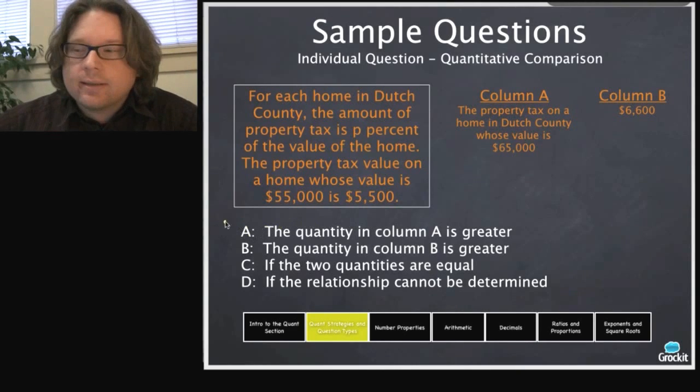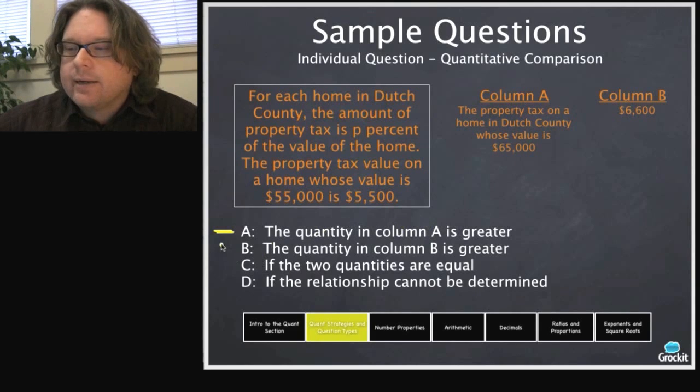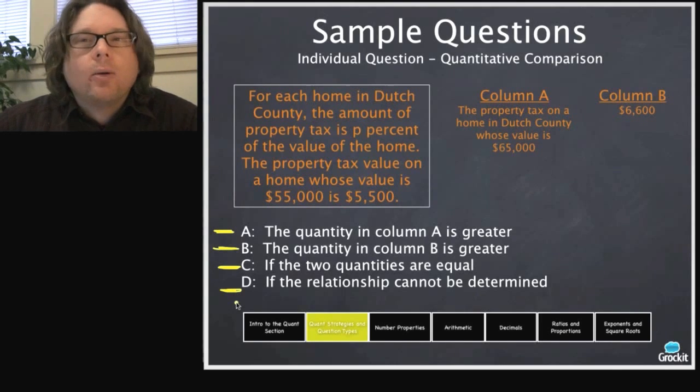But the answer choices: that the quantity in column A is greater is always choice A. B is greater is always choice B. The fact that they're the same is C, and that you can't tell from the information given is always D.